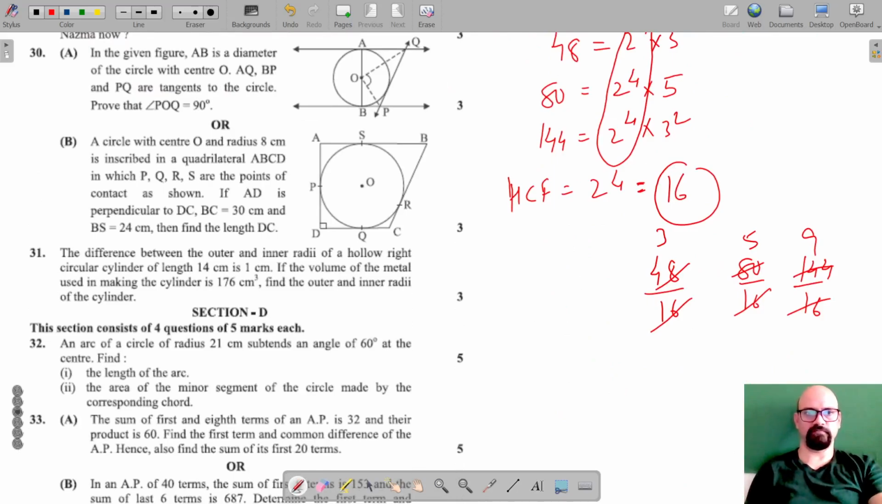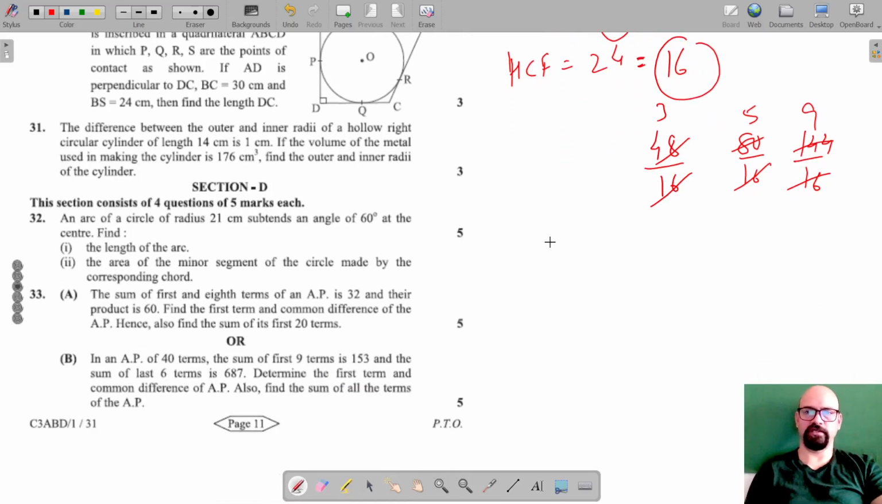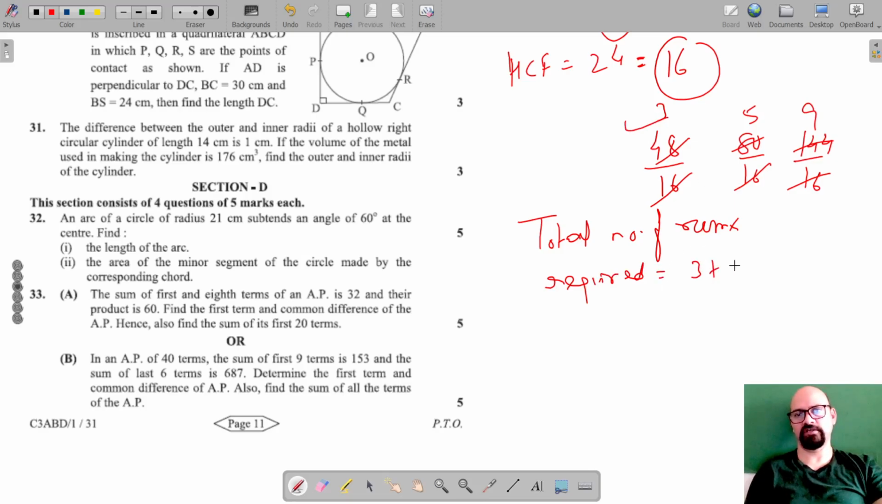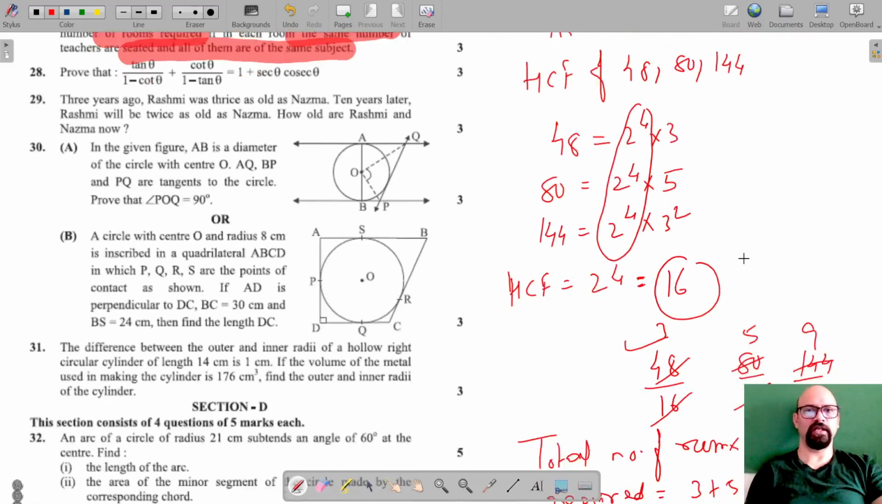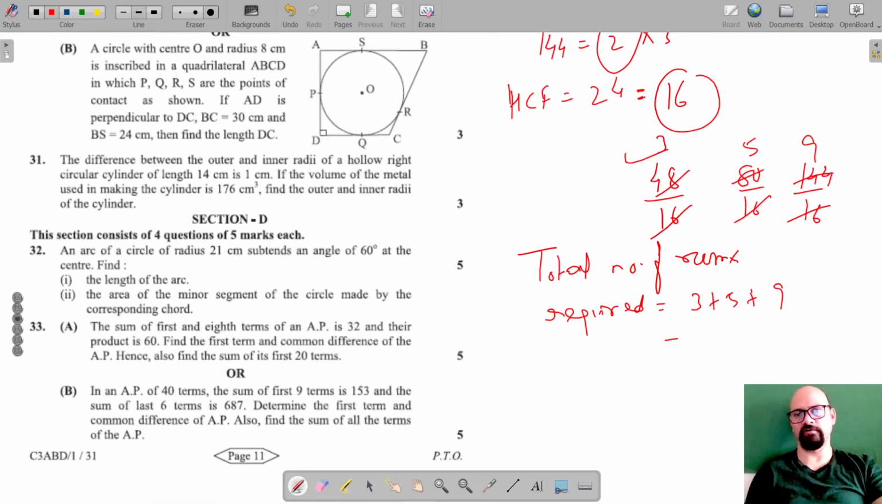So the total number of rooms required are 3 plus 5 plus 9. And we can write total number of rooms that are required for these teachers. 3 are for French, 5 for Hindi, and 9 for English. So a total of 17 rooms are required.